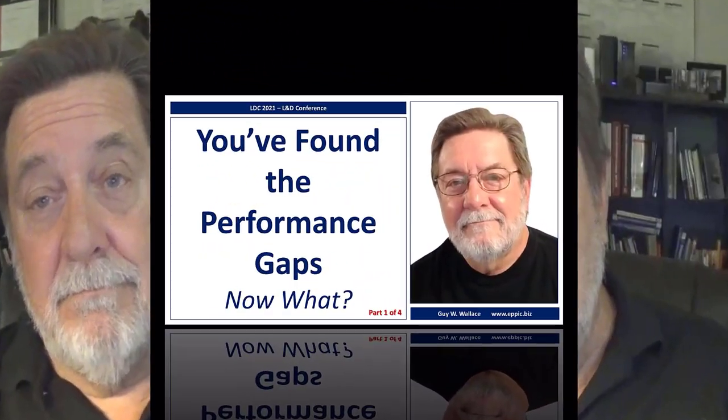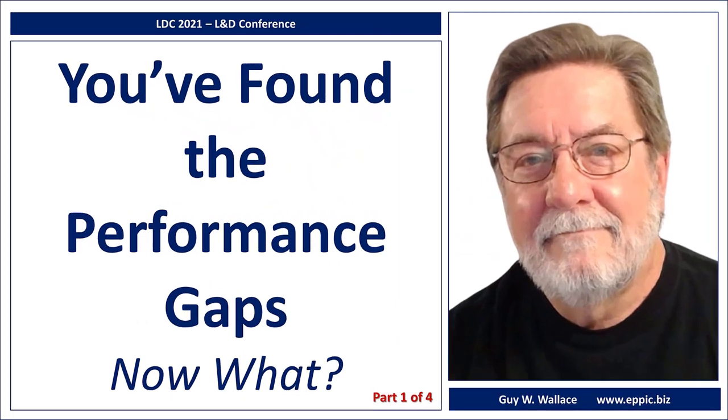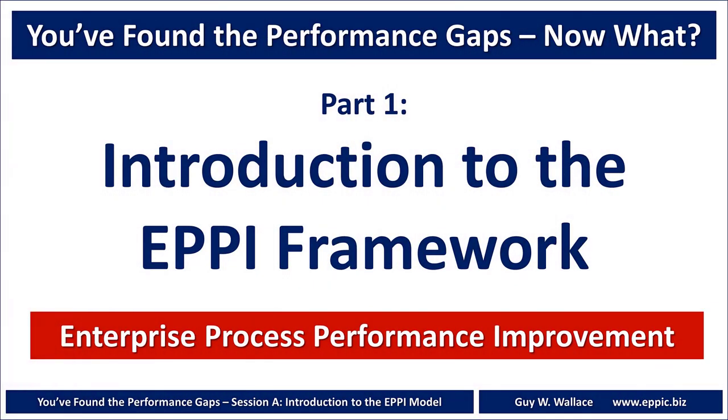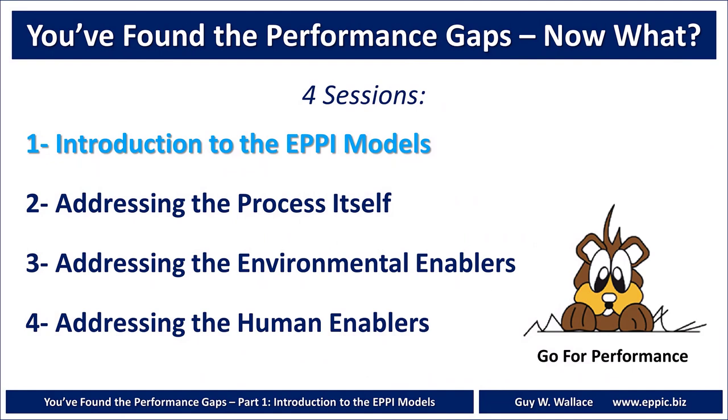My session, You Found the Performance Gaps, Now What? This is part one, introduction to the EPI framework. EPI stands for Enterprise Process Performance Improvement. The next four sessions will cover addressing the process itself in number two, addressing the environmental enablers in number three, and addressing the human enablers in number four. These four segments will help you drive towards performance beyond instruction, but perhaps including instruction.